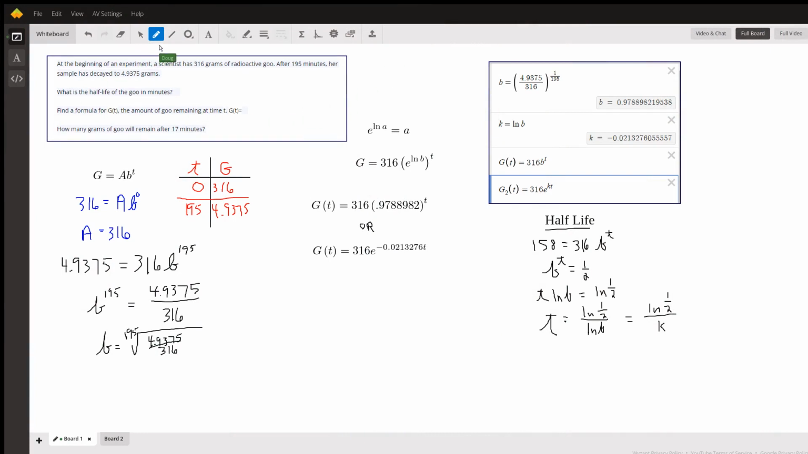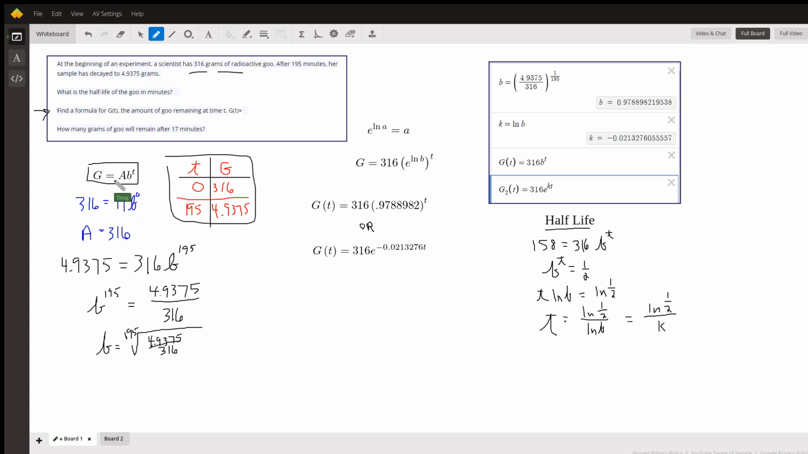Okay, we're going to look at this part first. Find a formula for g of t. Let's assume that it's an exponential function, which means it looks something like that. And the two pieces of information that they give us, you could kind of think of as being in a table. When t is 0, the number of grams initially is 316, and when t is 195 minutes, there's only 4.9375 grams of the goo remaining.